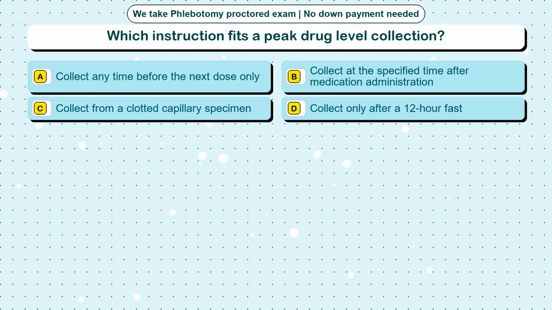Question 76. Which instruction fits a peak drug level collection? Option A, collect any time before the next dose only. Option B, collect at the specified time after medication administration. Option C, collect from a clotted capillary specimen. Option D, collect only after a 12-hour fast.